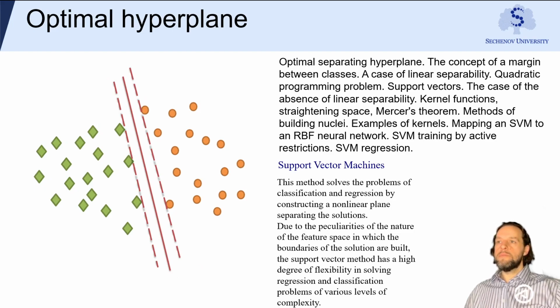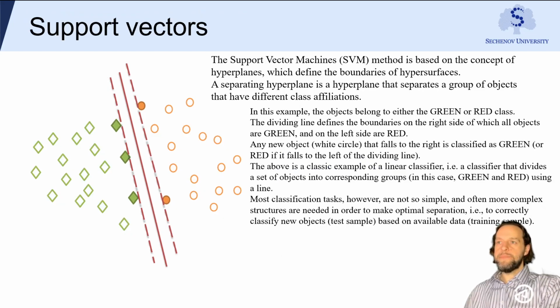Another very popular method is support vector machines. This method solves the problem of classification and regression by constructing a nonlinear plane as the separating solution for this classification. And due to the particular nature of the feature space in which boundaries are being built, a support vector machine has a high degree of flexibility in solving regression and classification problems of various levels of complexity.